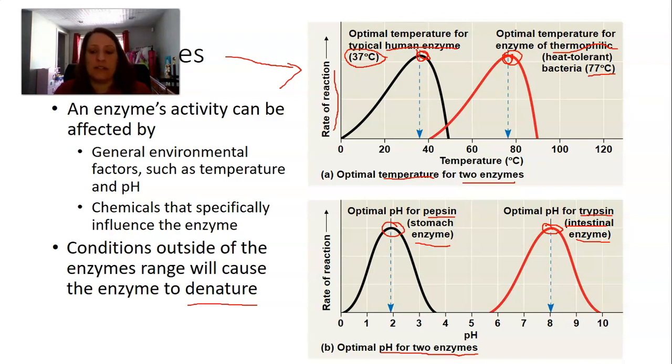So every enzyme is going to have optimum environmental conditions where it will work best. And that might be temperature, it might be pH. And again, if we get outside of the range for that enzyme, the enzyme doesn't work. And sometimes that's due to the enzyme unfolding, denaturing.